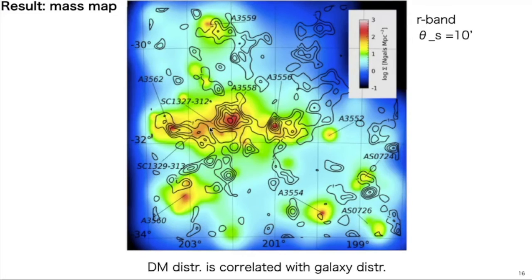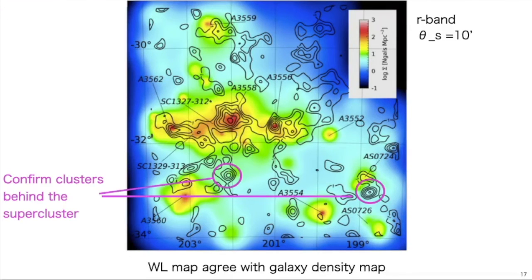So contour means the mass map from the weak lensing. As you can see, there is a tight correlation between the weak lensing signals and the galaxy distribution. And we confirmed the 2 clusters behind the superclusters because the mean redshift of the background galaxy is 0.8, so we can trace the background clusters.